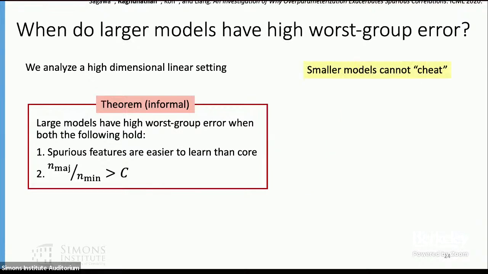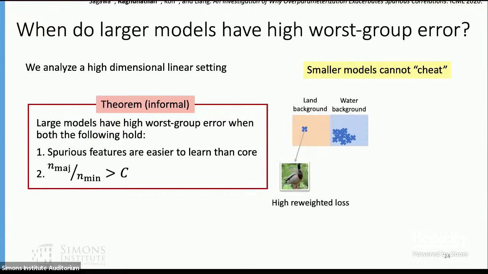In contrast, let's look at what happens with small models. Of course, if models are regularized and have limited capacity, they can no longer do this cheating. So this is what your data set looks like. If the model used the background to make its prediction, it is going to get a high loss on this point. It is going to get this point wrong, and we have increased the weight on this data point, so it's going to suffer a high reweighted loss. So its objective is going to be high.